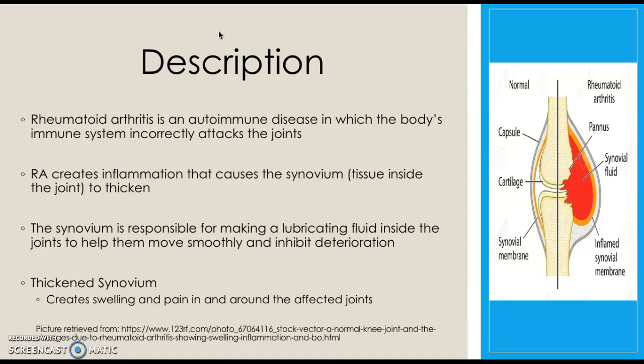So here is a picture I found that compares a normal joint, cartilage, and synovial membrane in comparison to a joint that is affected with RA, so you can see how the inflammation affects the joint.